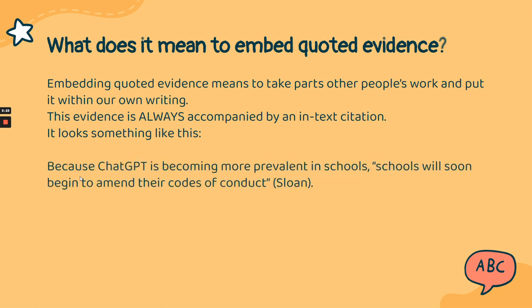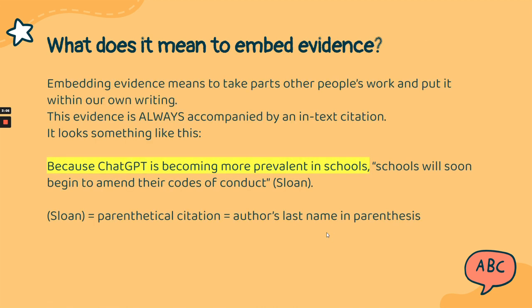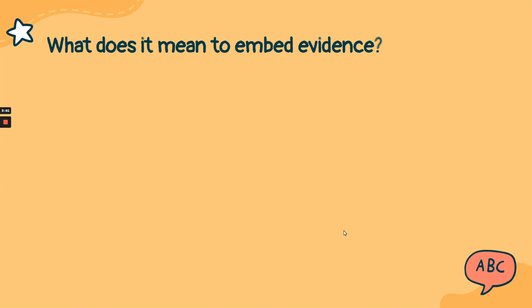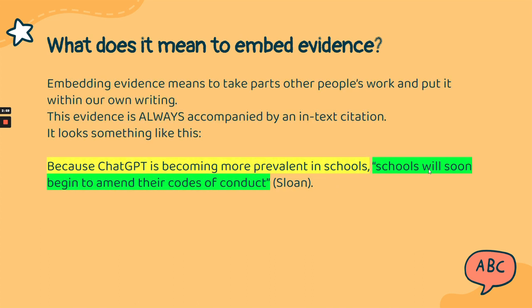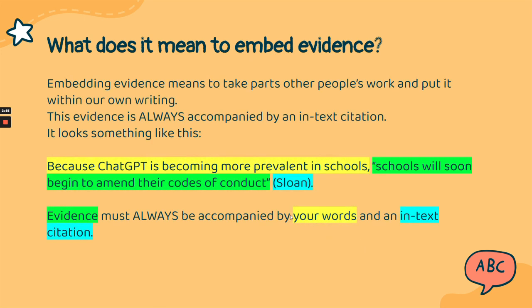So here's an example. These are my words. Because ChatGPT is becoming more prevalent in schools, comma, quote, schools will soon begin to amend their codes of conduct. This is a direct quote from the research, and I put the author's last name in parentheses. Notice that the period is showing up after the parentheses. So, again, highlighted in yellow, my words. Highlighted in green is the research, who I'm quoting. And highlighted in blue is the author.